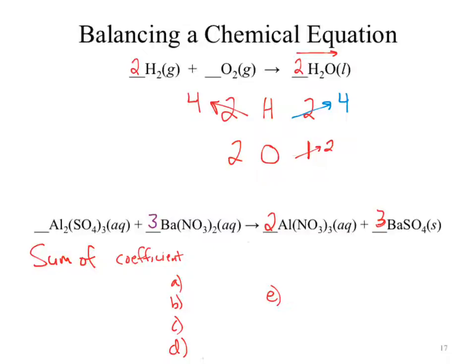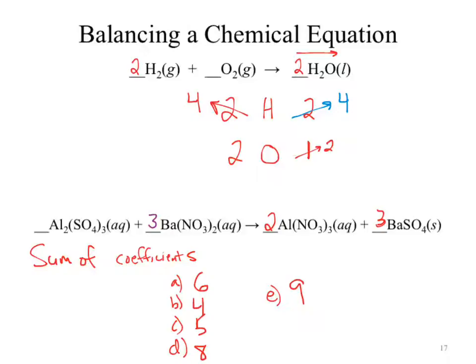What is the sum of the coefficients? Let's throw down some answers here. Give me a second. I have to do some math. 4, 5, 8, 9. What is the sum of the coefficients? Which is the correct answer? E. 9. The answer is E, 9.